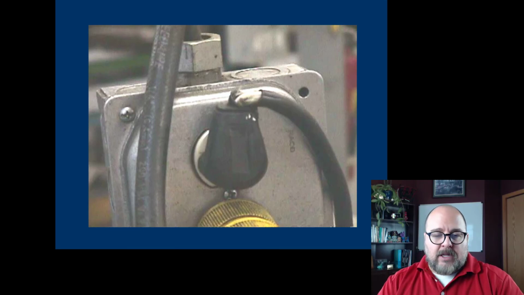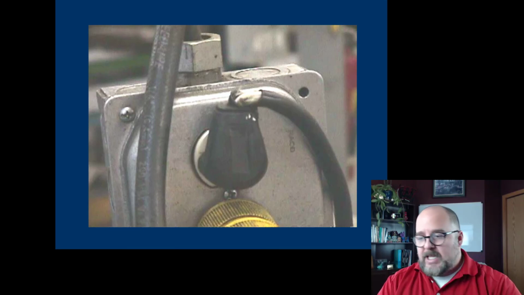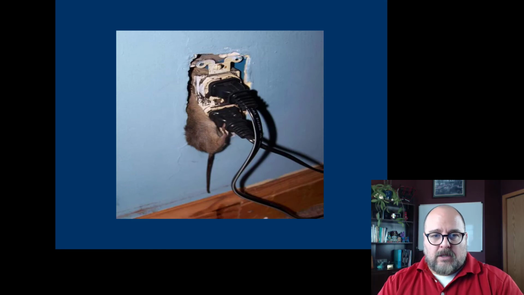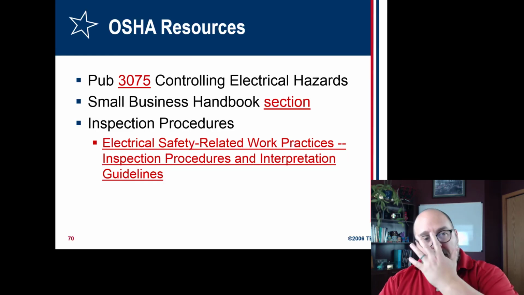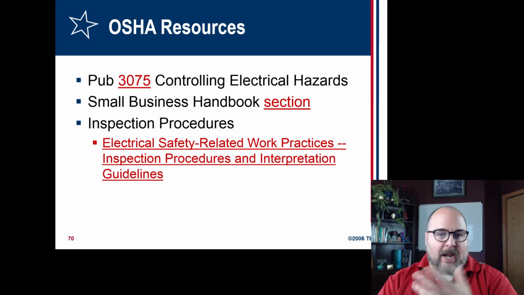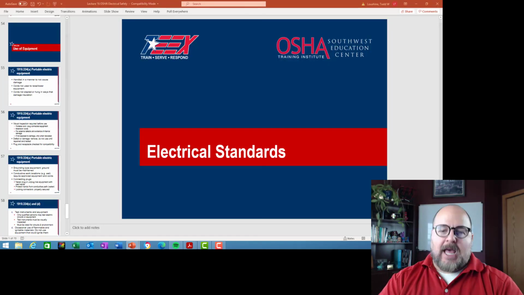Here you've got a damaged strain relief on a cord. That has to be taken out of service. I think that's pretty self-explanatory. Needs a cover. Obviously, rodents can actually cause problems too. There are other resources as well that you can have, but I gave you probably the best ones I could find.